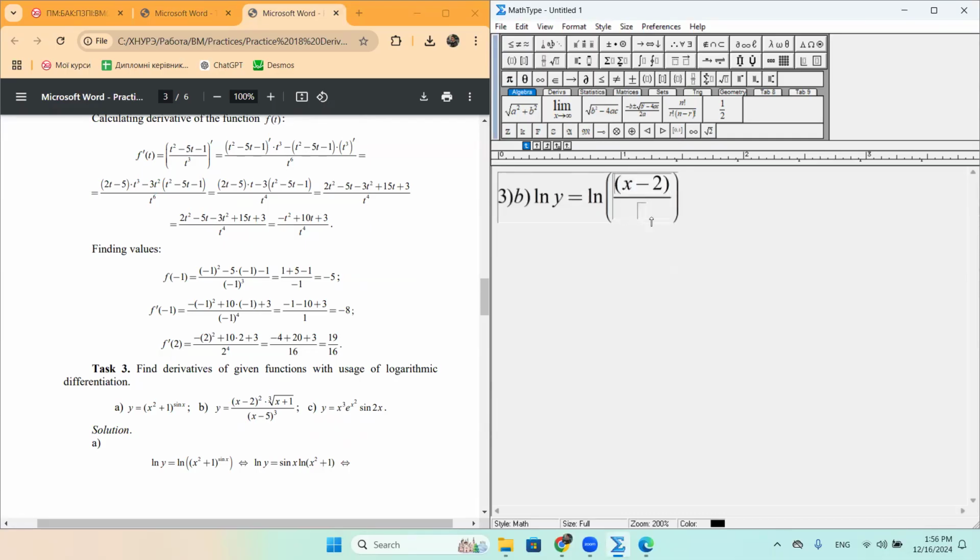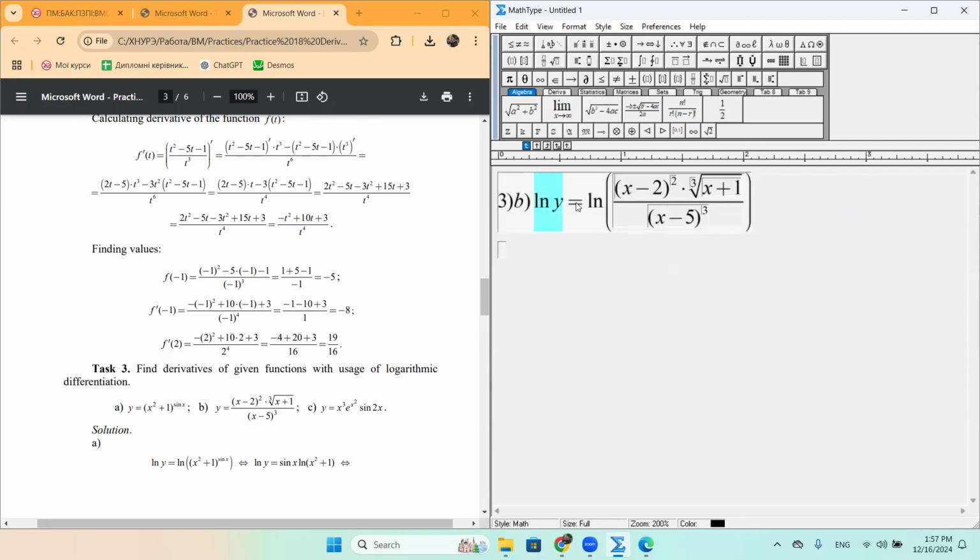x minus 2 to the power of 2 multiplied by the cube root, and also divided by this fraction. So it would be a nightmare just to differentiate in a regular way, head-on. But we won't do it.